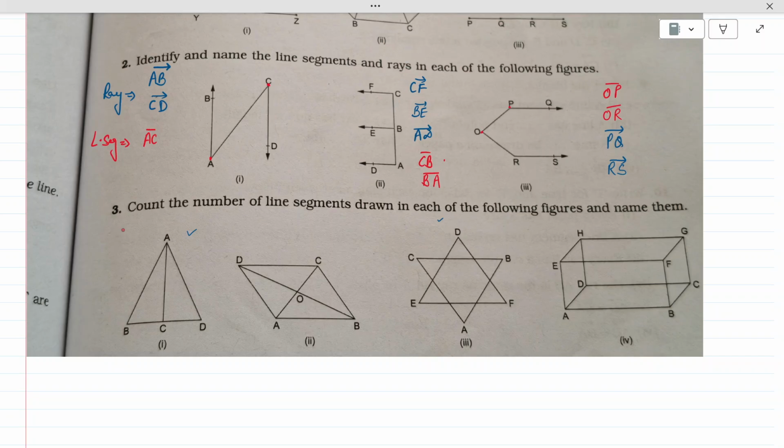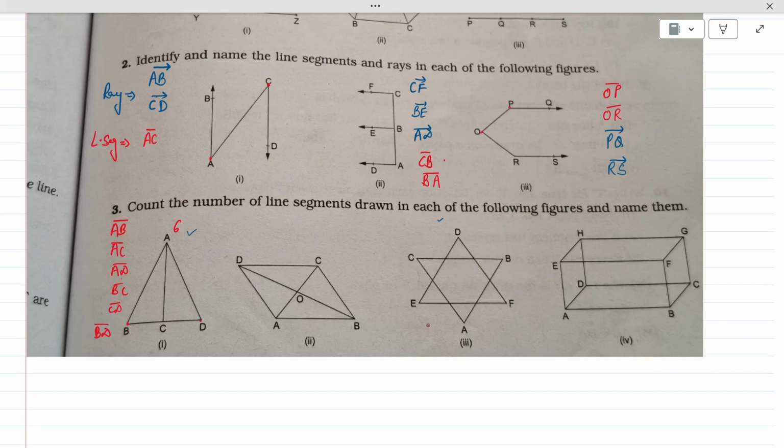Okay, so this is AB, AC, AD, BC, CD and BD also. Okay, because this one and this one also has a finite length. So BD is also a line segment. AB, AC, AD, BC, CD and BD. So we have 6 line segments here.